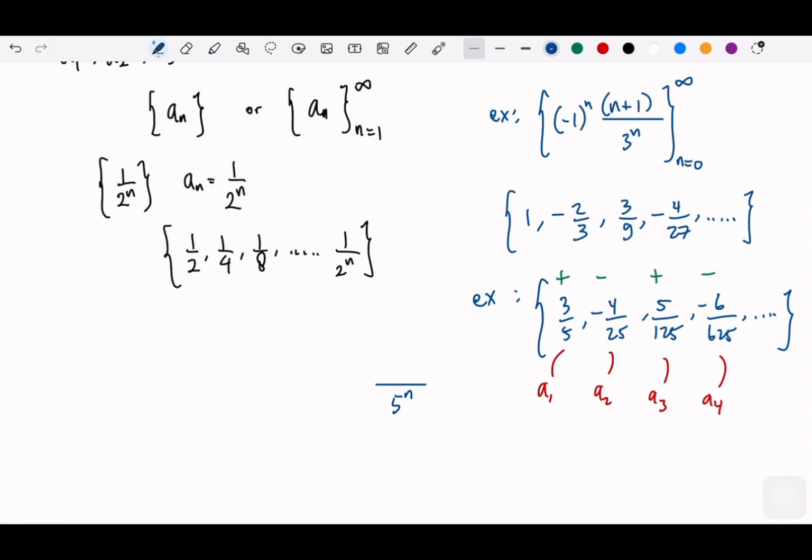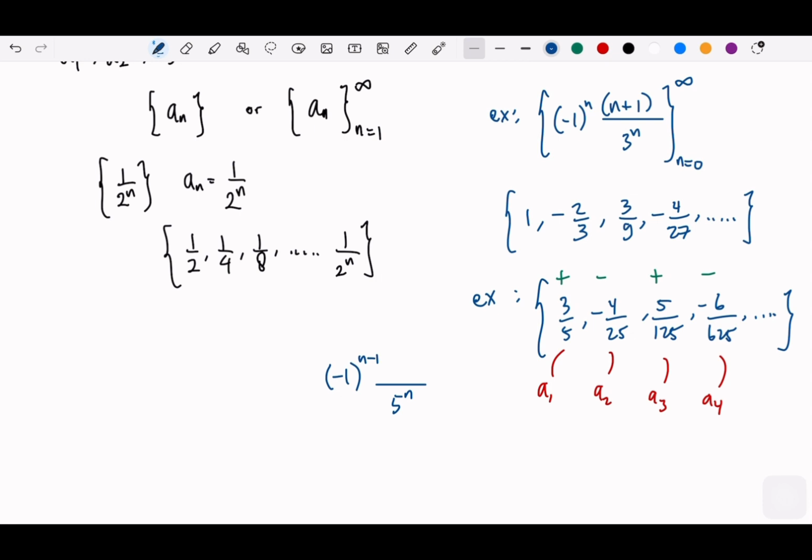Since it starts on 3 over 5, we assume that n starts from 1. Since n starts from 1, then this negative 1, if we want to say just n, when n is 1, it will be negative. So to make it positive, we take negative 1.